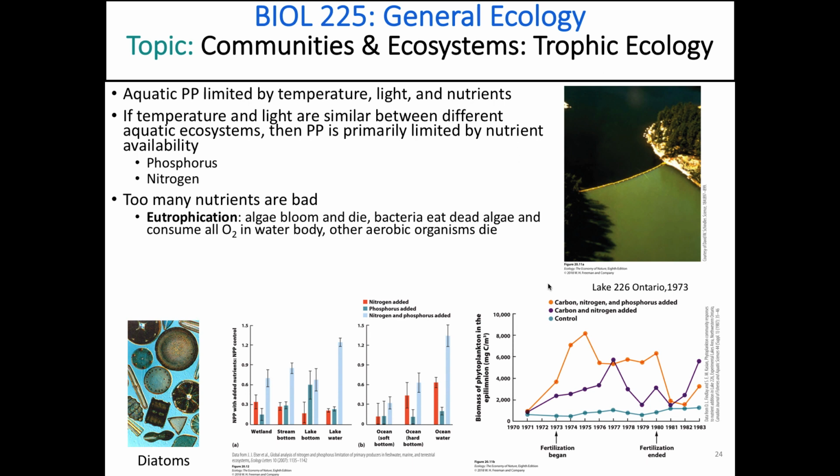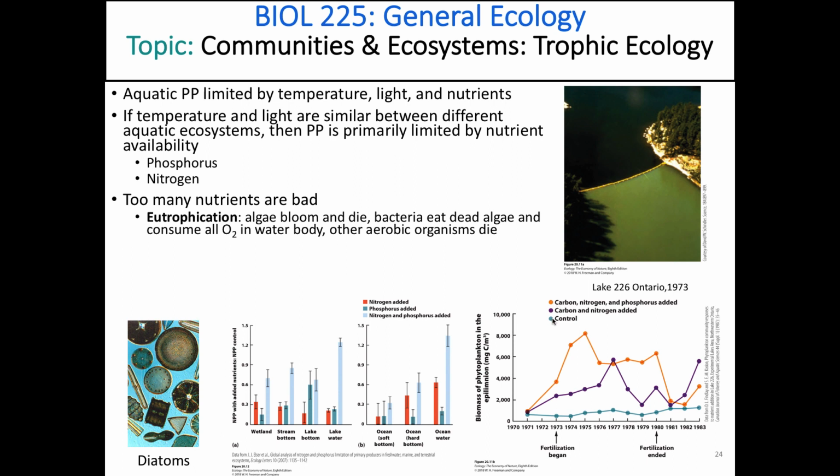This was tested in a really cool experiment in the 1970s in Canada. The Canadian scientists went around to a bunch of lakes and they built these barriers here, and they actually fertilized one half of the lake and left the other half normal. And so you can see here the biomass of phytoplankton and when they started fertilization and when fertilization ended, and then these different colors refer to the types of nutrients they added.